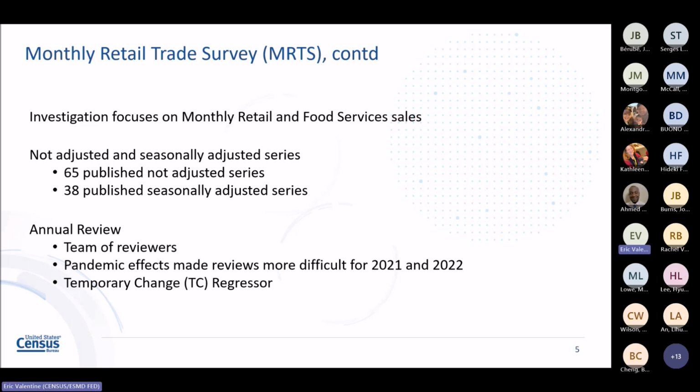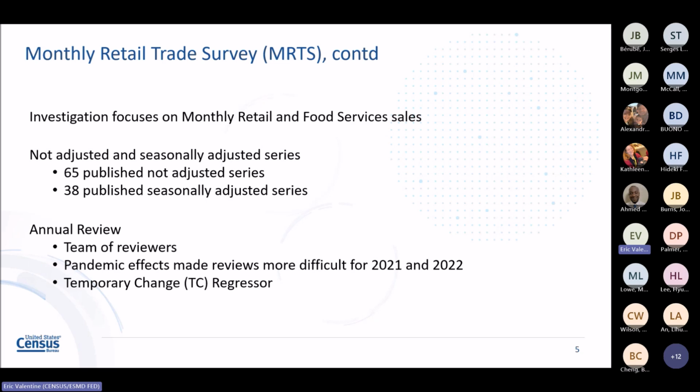An annual review is conducted each year to determine the best way to model the seasonally adjusted series. Reviewers are recruited from across the Economic Statistical Methods Division of the Census every year to take part. The pandemic effects on the series made annual reviews much more difficult for 2021 and 2022. So the focus has most recently been more on determining outliers in the ARIMA models.